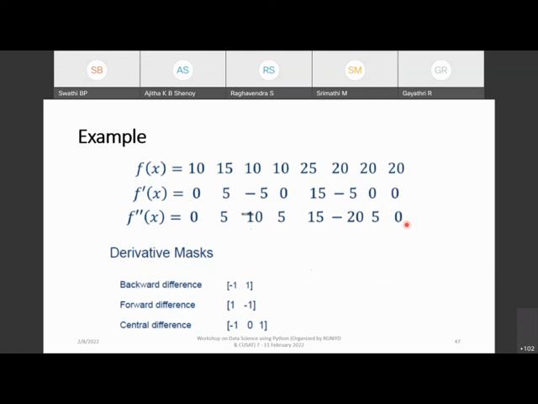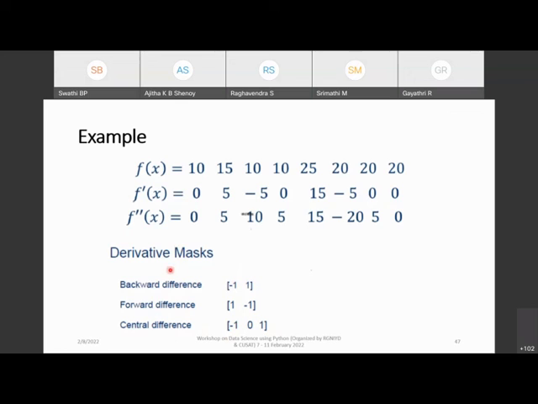So the derivative mask that you are going to use is, for backward difference, minus 1 1; for forward difference, 1 minus 1; for central difference, minus 1 0 1. So if you have studied convolution, then for finding the differentiation, what you have to do is just convolve it with the image. You will get the differentiation, or you have to filter the image with this particular mask. So these are the derivative masks used.